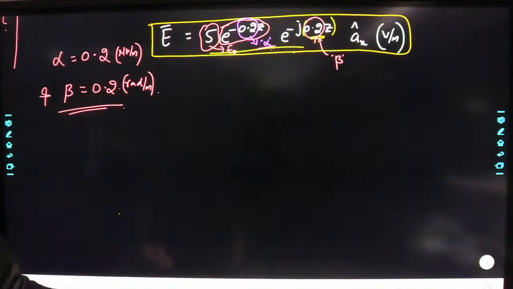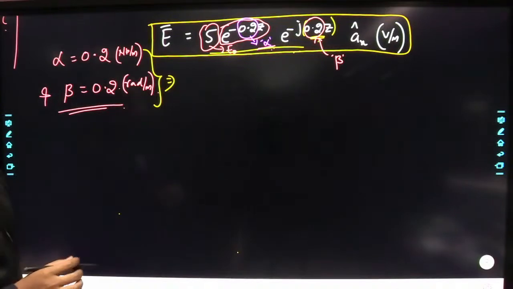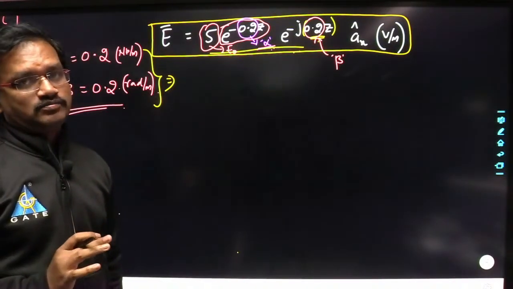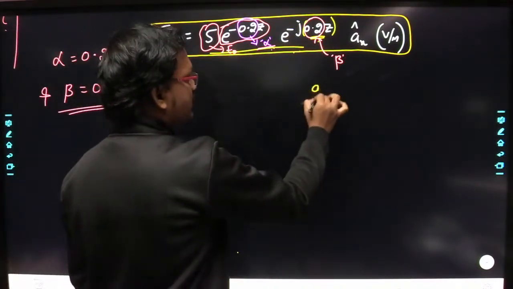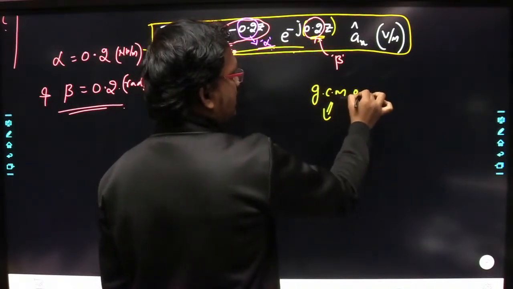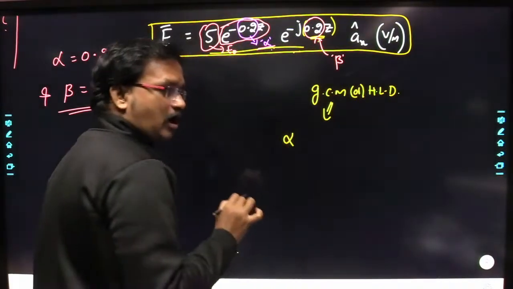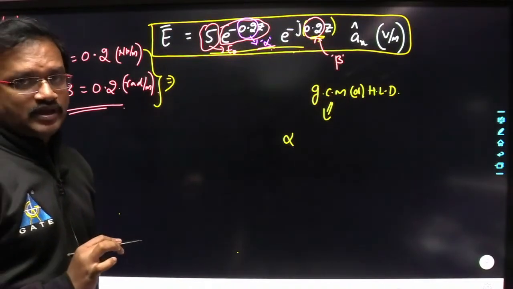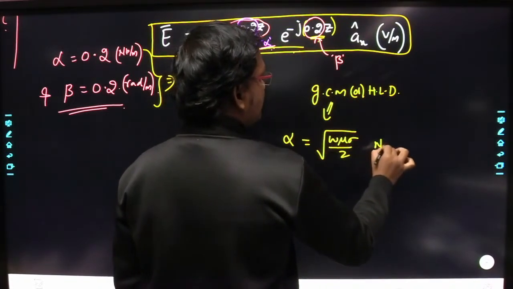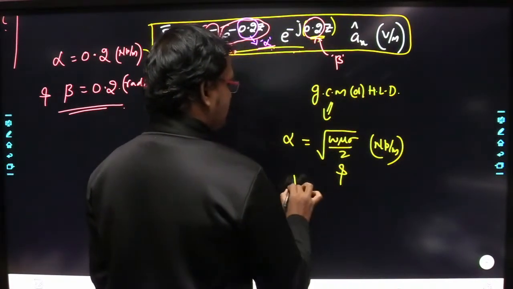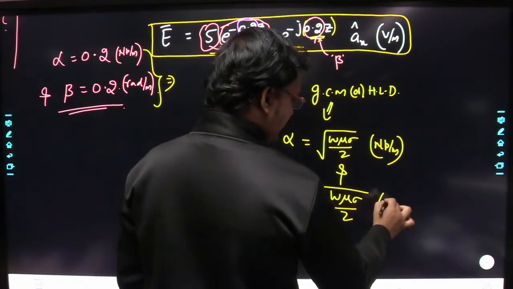Okay, so from the values of alpha and beta, what can we guess? We can guess that the medium is a good conducting medium, because we know that in a good conducting medium, or high lossy dielectric, the expression for alpha and the expression for beta are both the same. Yes or no? We know that alpha is equal to square root of omega mu sigma by 2 Nepers per meter, and beta is also equal to square root of omega mu sigma by 2 radians per meter.